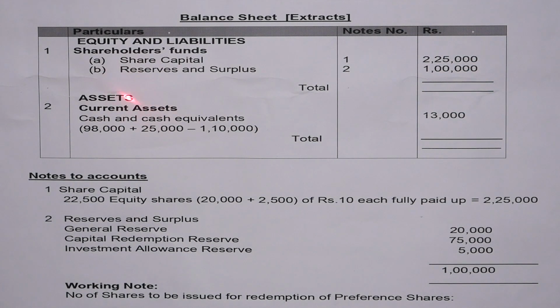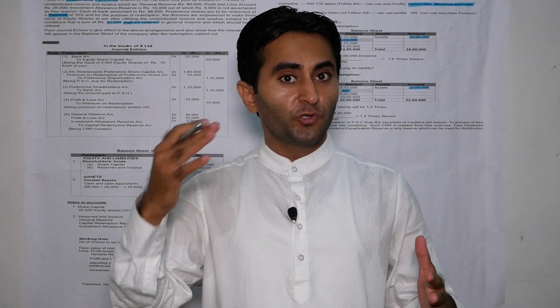Now come to the asset side. Current assets, cash and cash equivalents. So 98,000 as mentioned in the question, plus 25,000 cash we get from the fresh issue of shares, minus 1,10,000 for redemption of preference share. In this balance sheet we have not totaled, because we are only asked in the question to show the relevant items in the balance sheet.